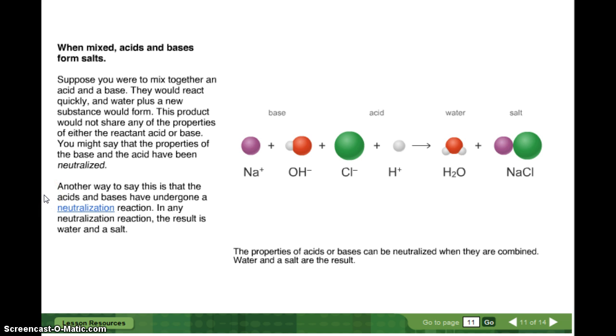Another way to say this is that the acid and base have undergone a neutralization reaction. In any neutralization reaction, the result is water and a salt. The properties of acids or bases can be neutralized when they are combined. Water and a salt are the result. So we have NaOH, which is our base. We have chlorine and hydrogen, so hydrochloric acid. Put them all together, we get water plus NaCl. In this case, the salt that is created is table salt.